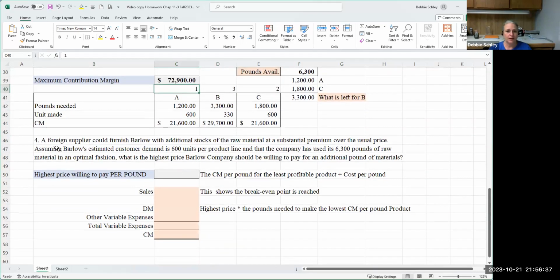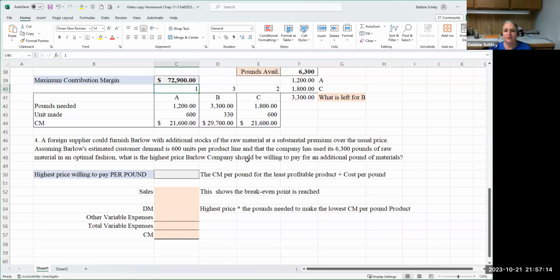Okay, new thing. A foreign supplier could furnish Barlow with additional stocks of raw material at a substantial premium, which means higher price, over the usual price. Assuming Barlow's estimated customer demand is 600 units per product line, and that the company has used its 6,300 pounds of raw material in an optimal fashion, obviously we just figured that out, what is the highest price Barlow company should be willing to pay for additional pounds of material?